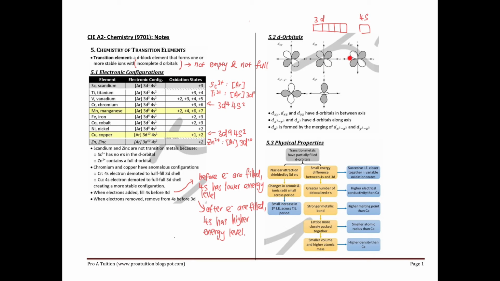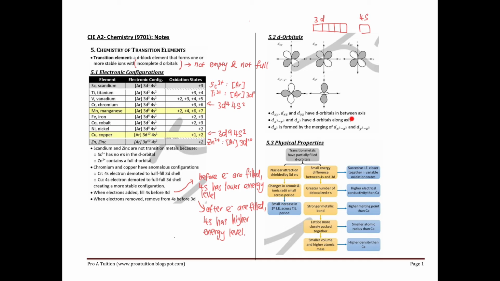There are 3 of these which I call type 1, and 2 of these which I call type 2. So of the 5 orbitals here, 3 are between axes, and 2 are where the orbitals stay on the axis. Now, let's see the point here. dxy, dxz, and dyz have d orbitals in between axes. And dx squared minus y squared and dz squared have orbitals along the axis.